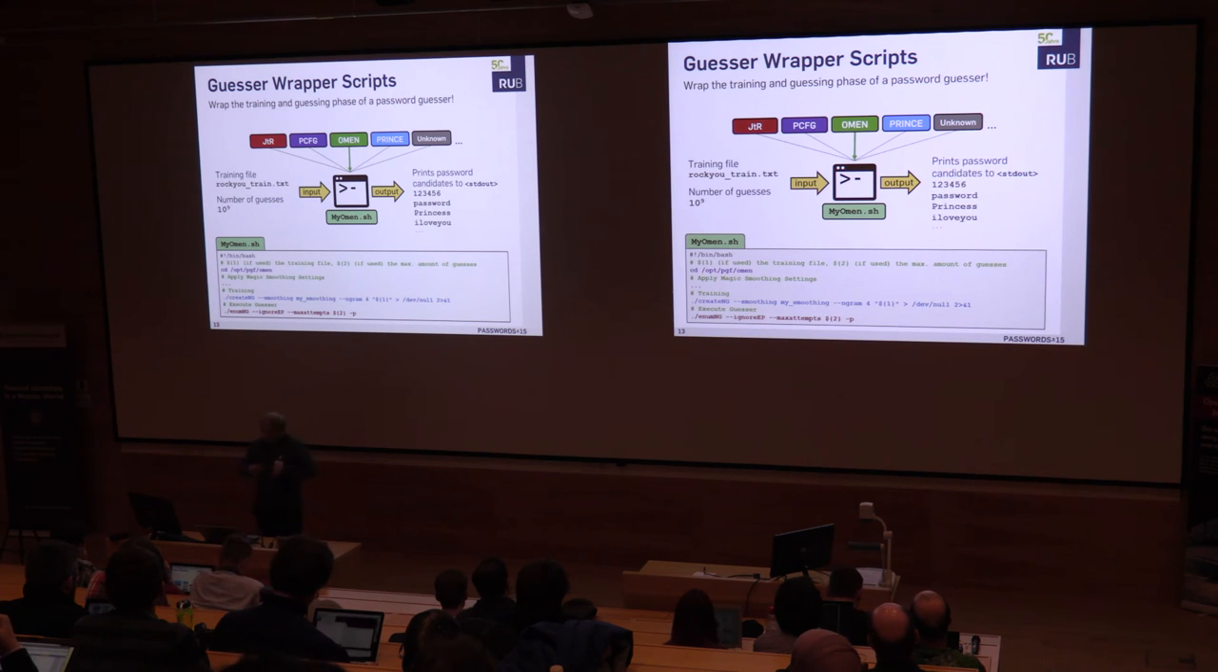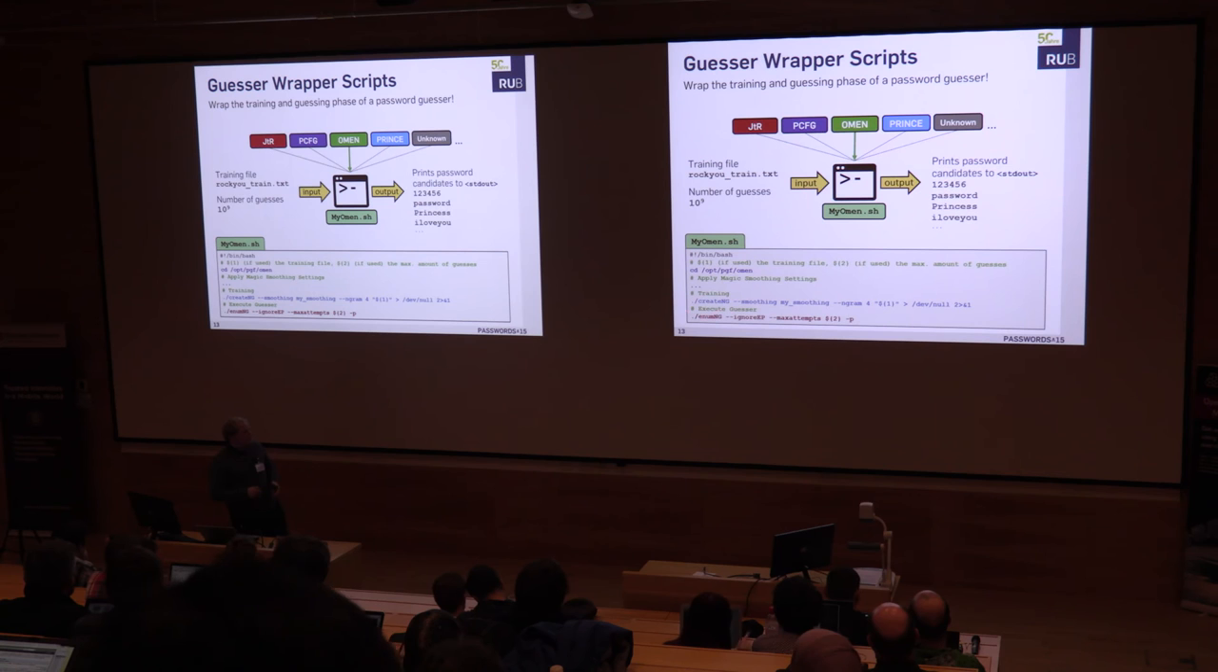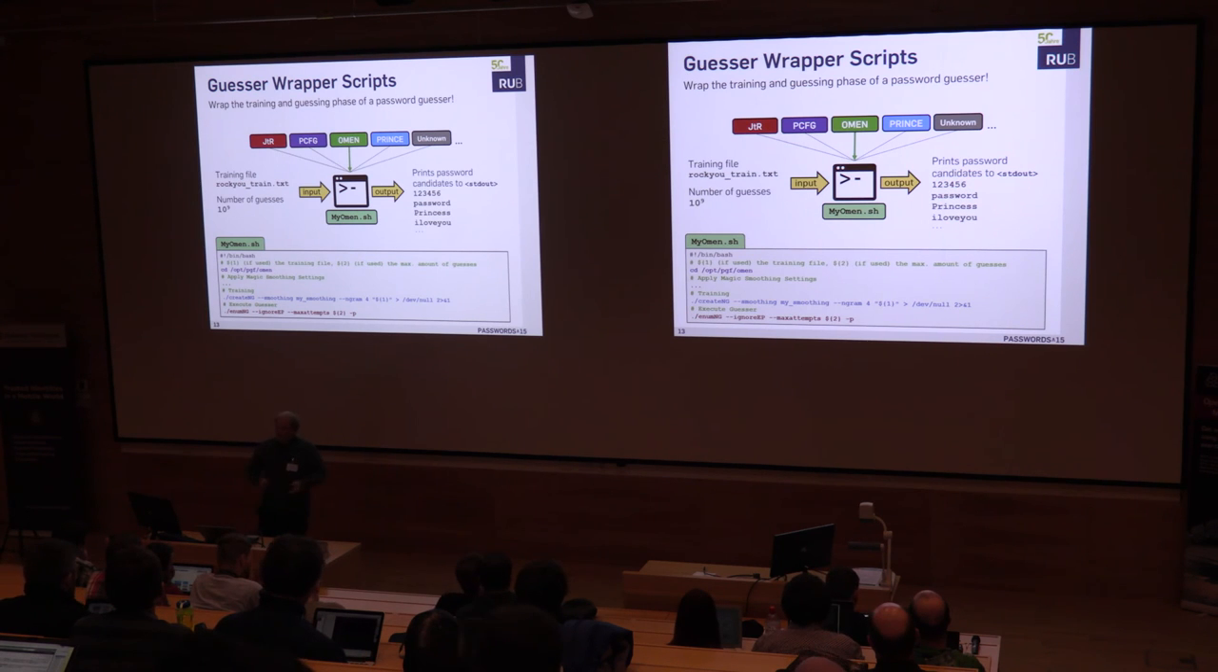But otherwise, it will be used in this script. An example is given here below. There is this script for Omen. We execute a training phase, as you can see here, and after this, the guesser is executed. Everything that this script does is print out those passwords, nothing else. But using those wrapper scripts, we also support not yet developed, unknown guessers as well.